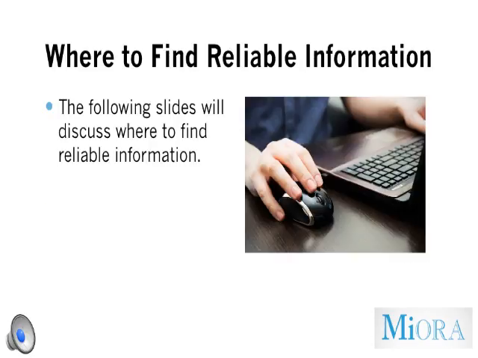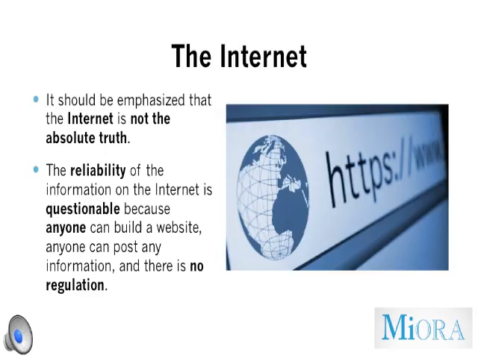Where to find reliable information. The following slides will discuss where to find reliable information. The Internet. It should be emphasized that the Internet is not the absolute truth. The reliability of the information on the Internet is questionable because anyone can build a website, anyone can post any information, and there is no regulation.